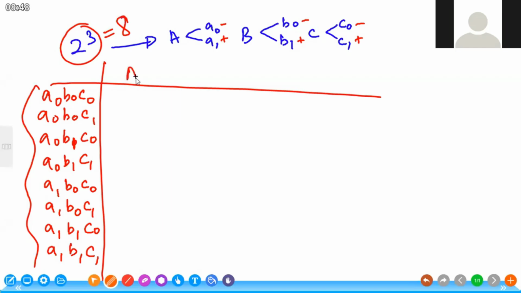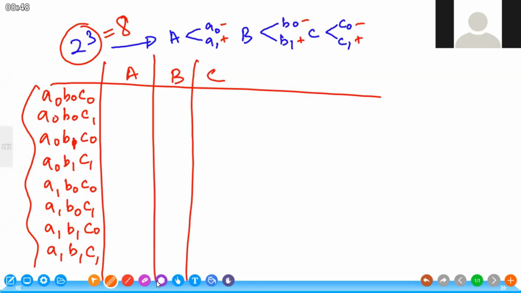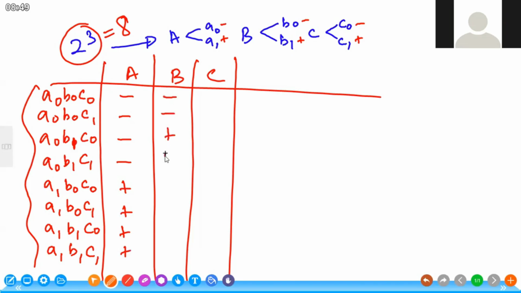So now we can find out what are the plus and minus for all these. We know that A is represented by all the A components. So here, minus, minus, minus, minus, plus, plus, plus, plus. That is for A. Look at how the B component is. B component is minus, minus, plus, plus, minus, minus, plus, plus.